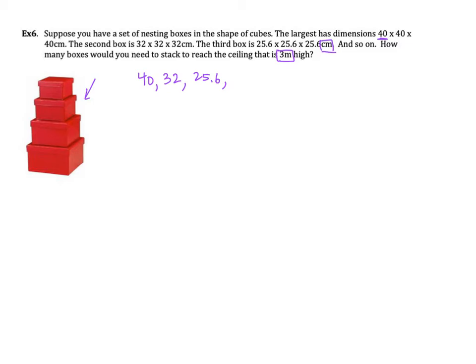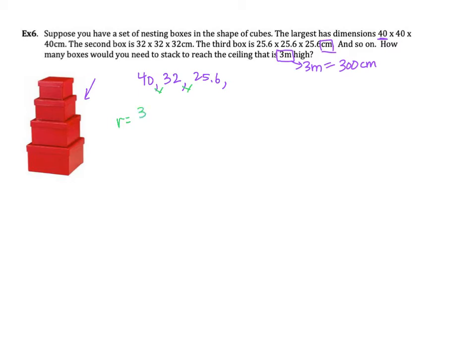Okay, so like unit test 1, some of you are making the mistake and you're not switching your units. So 3 meters high is actually 300 centimeters. So you need to make sure that you change that to 300 centimeters. Okay, now we have to decide, is this sequence arithmetic or geometric? Well, you can clearly see we're not adding by the same number, so I'm going to assume that it's geometric, which means it has a common ratio.